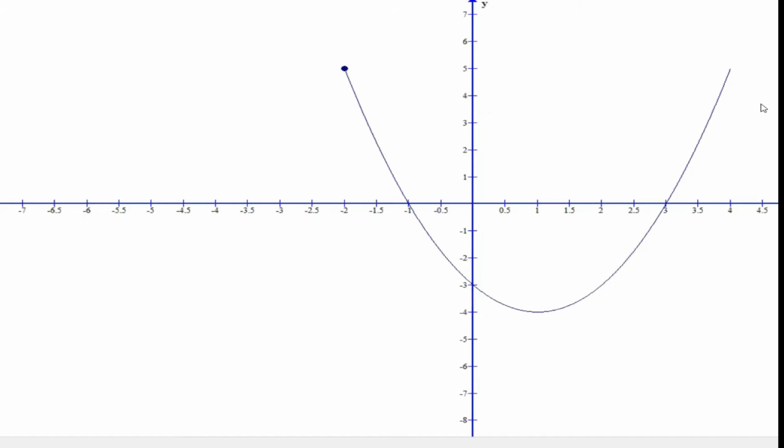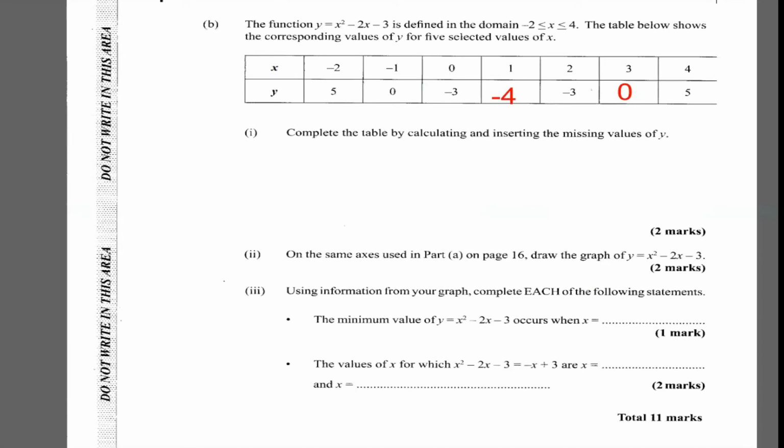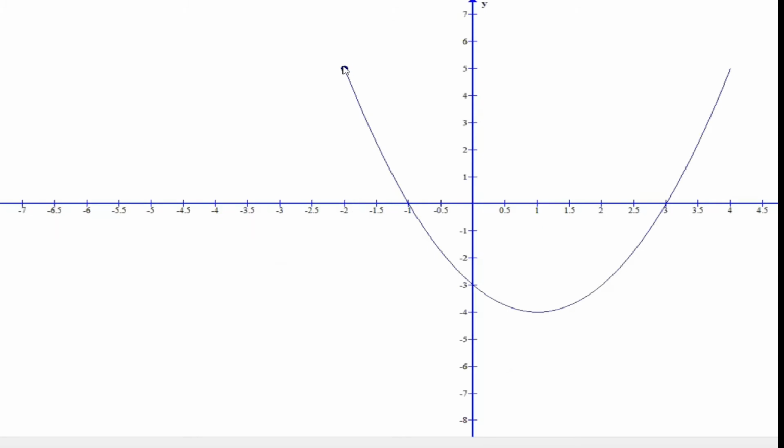So let's look at what the question asks now. So that's a graph plotted. All right, and one thing I want to point out is look at the table and look at the graph. When x is -2, y is 5, yes. When x is -1, y is 0. When x is 0, y is -3. When x is 1, y is -4. When x is 2, y is -3. When x is 3, y is 0. When x is 4, y is 5. All right, it's just like the table that we have right here.